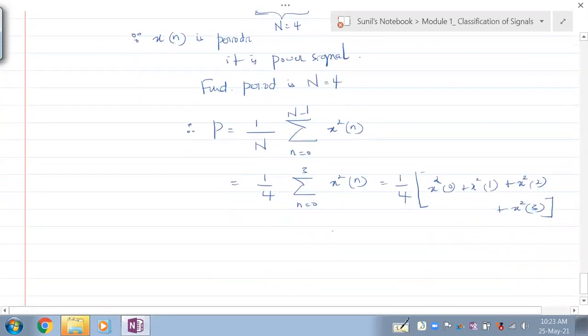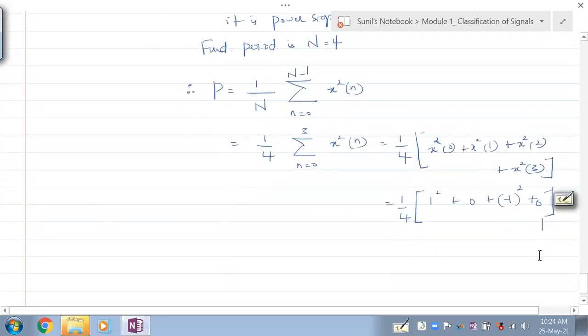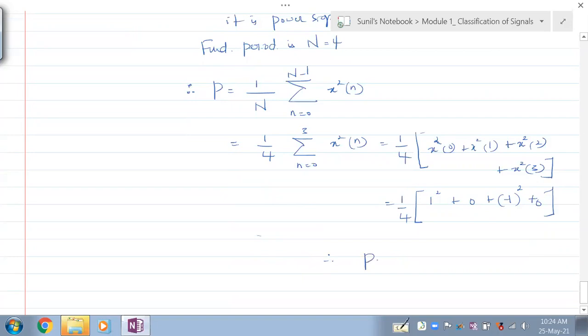So what would this look like? It's 1 by 4. What is x of 0? X of 0 is 1, so it is 1 square. X of 1 is 0. X of 2 is minus 1, so it is minus 1 square. X of 3 is again 0. So this is how the things go. So it is 2 by 4. 2 by 4 is 0.5. So therefore power is given to be 0.5 watts.